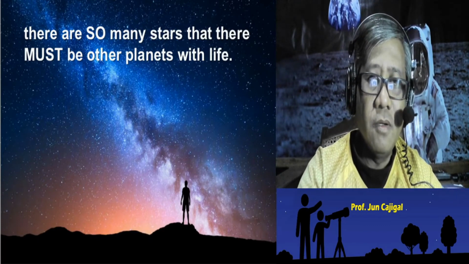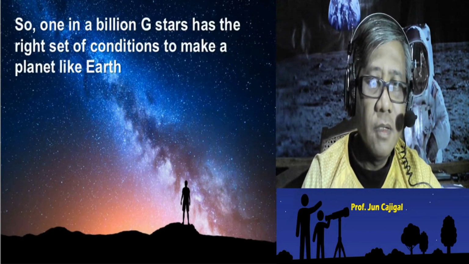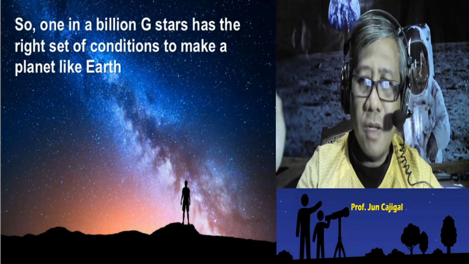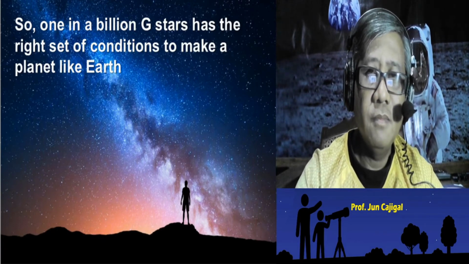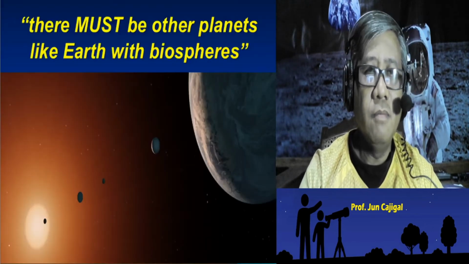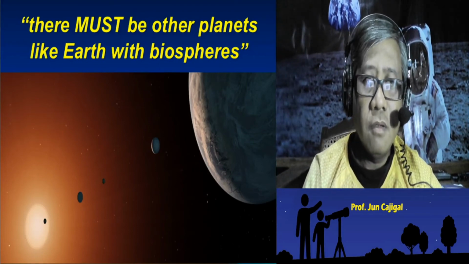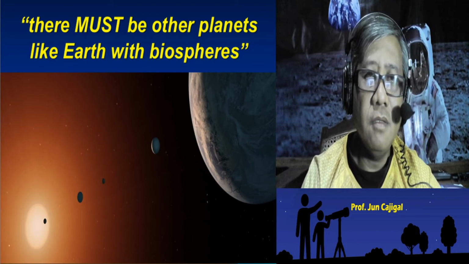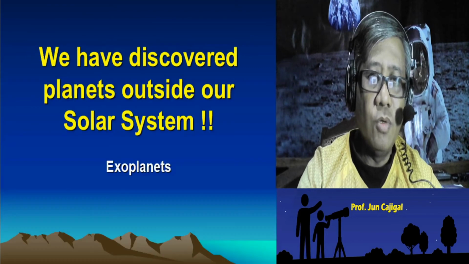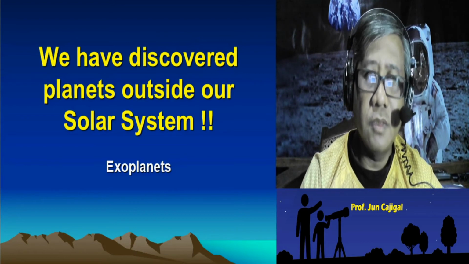Okay, with life. So, 1 in a billion G stars has the right set of conditions to make a planet like our planet Earth. Okay? Ayan. So, yun ang ibig sabihin ng Drake's equation. So, there must be other planets out there with biospheres. Parang dito sa Earth natin, there must be other planets like Earth with biospheres. Okay. So, have we discovered planets outside our solar system?